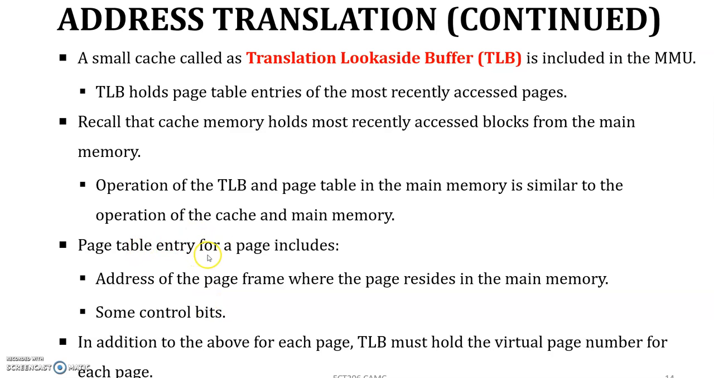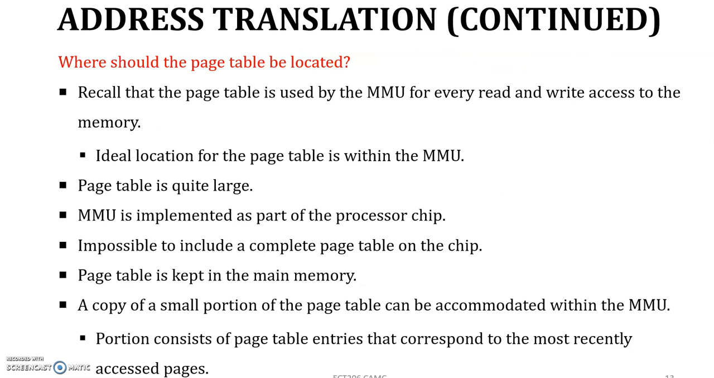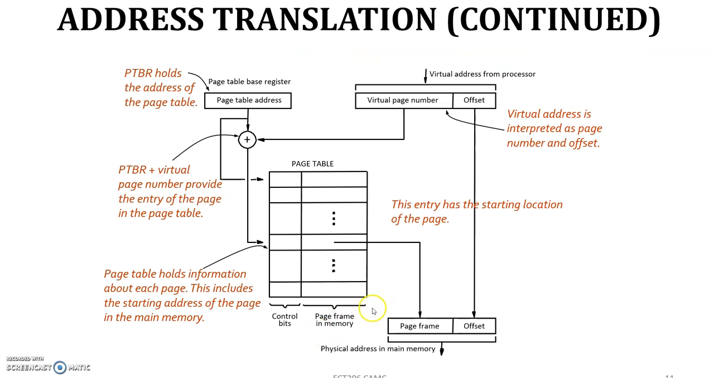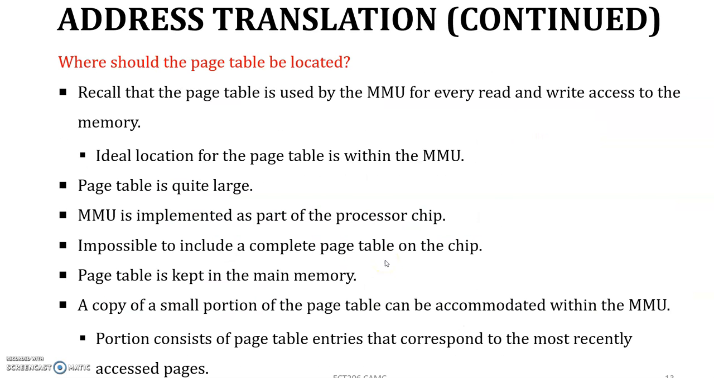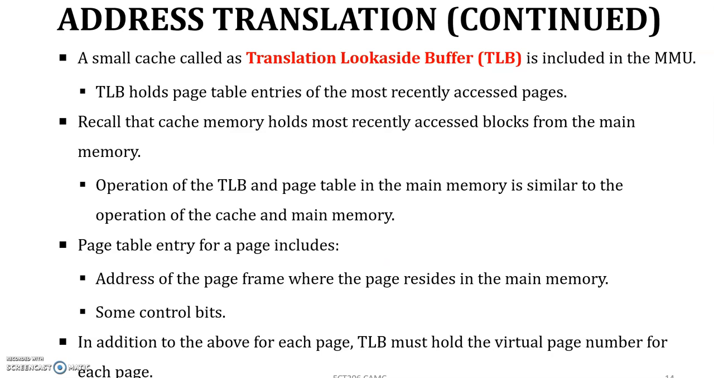The page table entry for a page includes the address of the page frame where the page resides in the main memory and some control bits. We have seen the page table entries here. The page table contains the address of the page in the main memory and some control bits. In addition to the above, for each page, the translation look-aside buffer must hold a virtual page number.